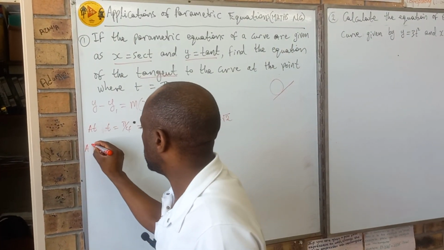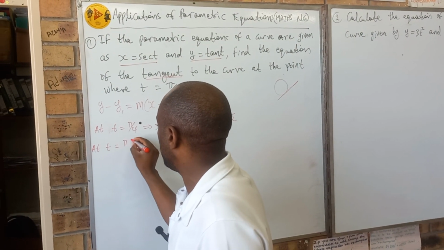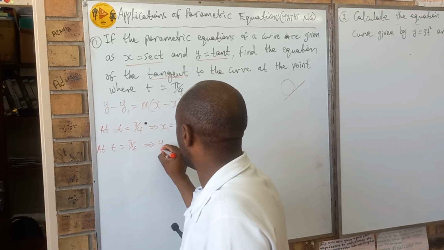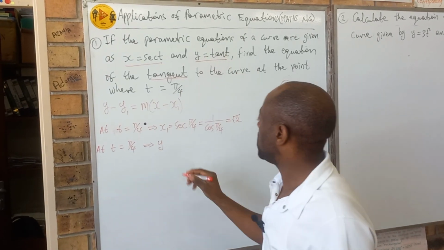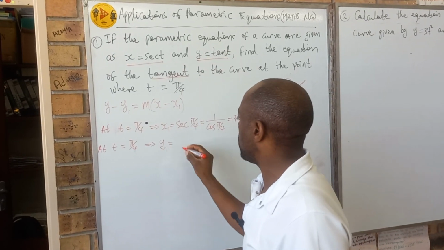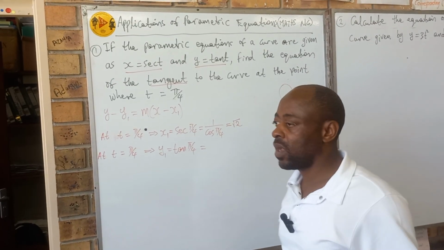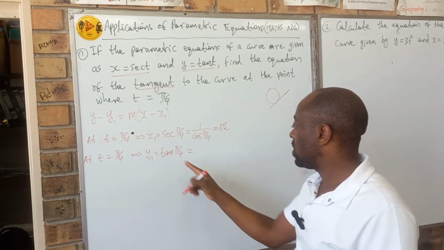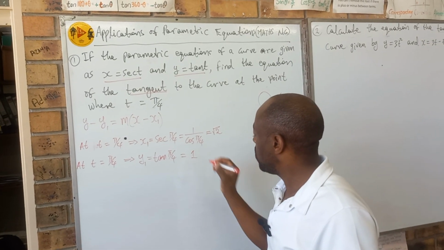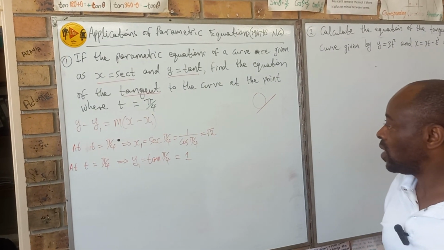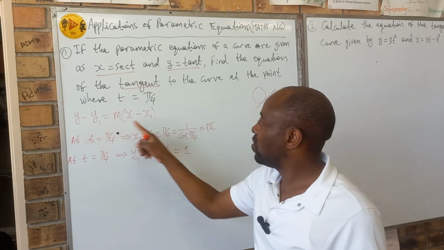Then I'll do the same thing for y1. At t equal to pi over 4, my y, which was supposed to be tan t, will be called y1, and it's tan of pi over 4. If your calculator is in radians, then tan of pi over 4 will give you 1. So you are done with y1 and you are done with x1.